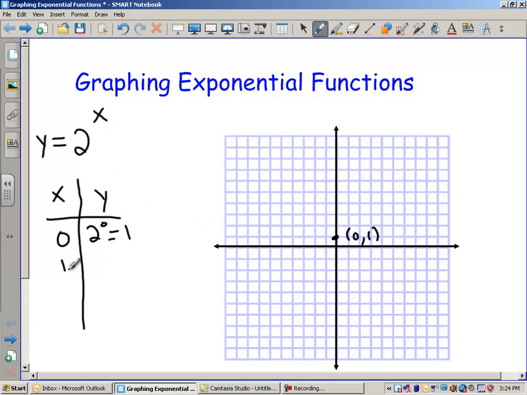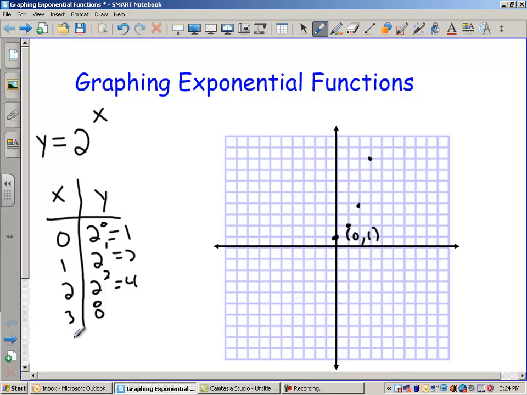Now what about another point? How about if x is 1? If x is 1, then I'll have 2 to the first, which is just 2. So over here at 1, I go up to 2. And then if x is 2, then y is 2 squared, which is 4. And it starts to get big here. 1, 2, 3, 4. And then, of course, if x is 3, then y would be 8. 1, 2, 3, 4, 5, 6, 7, 8. And it just explodes. It goes straight up through there.